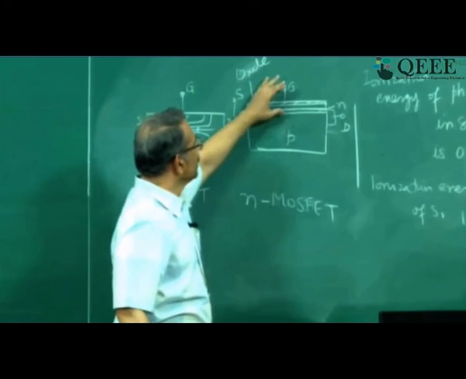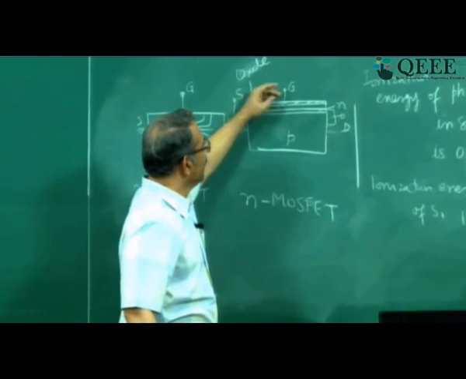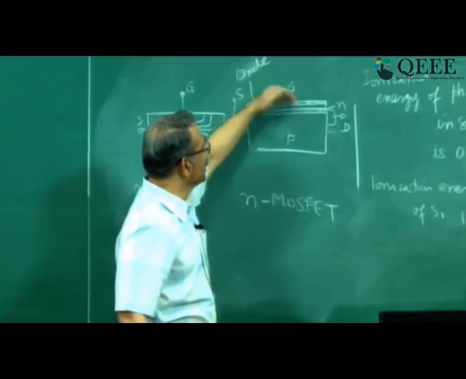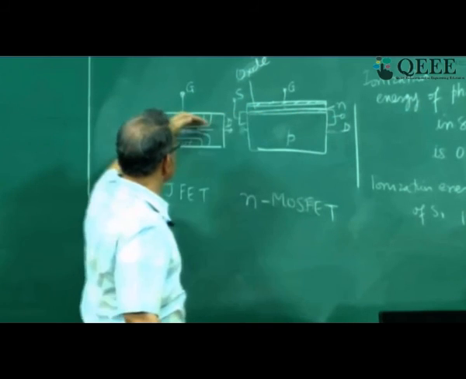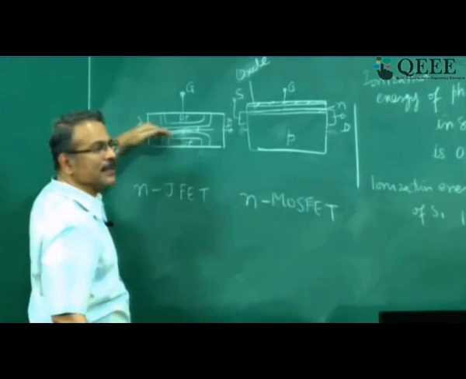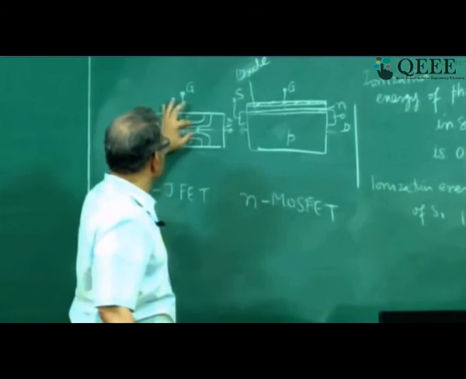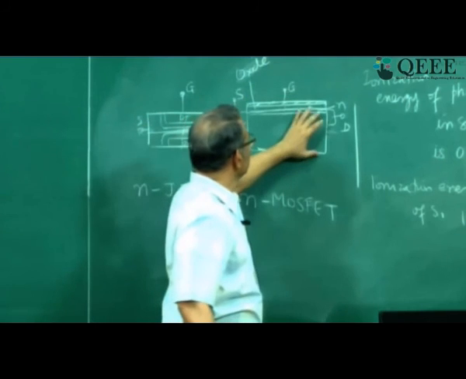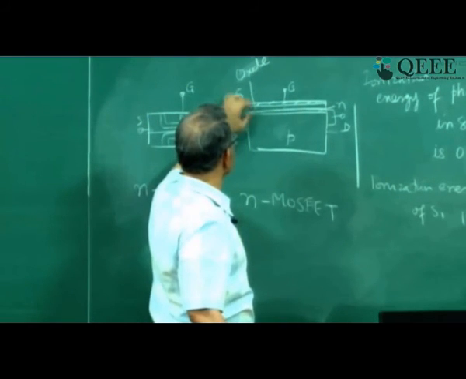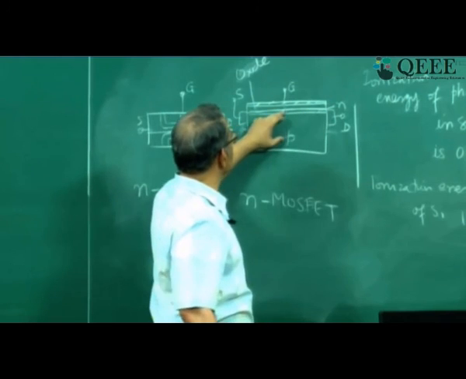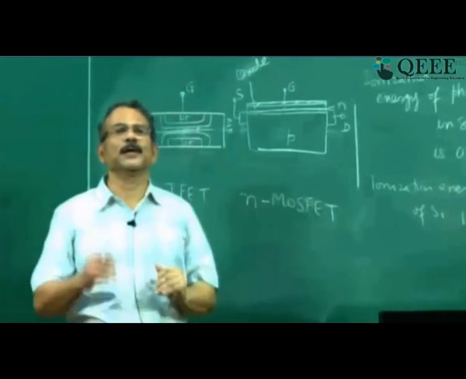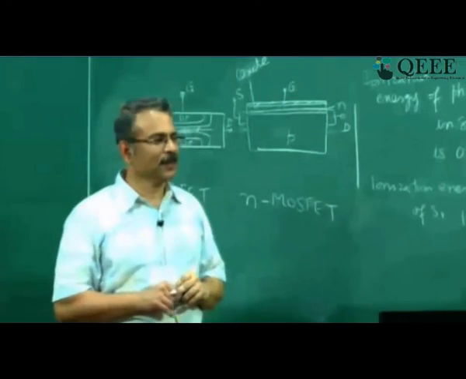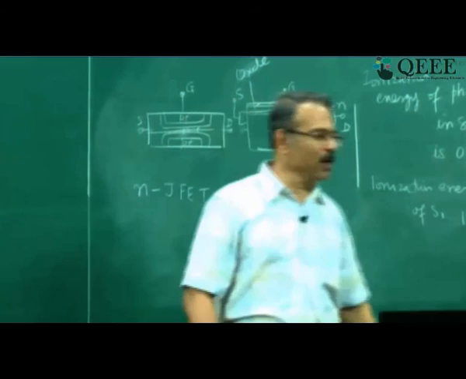One difference is that the controlling element is a metal oxide semiconductor unit that is controlling the current in this direction, whereas here the junction is controlling the current in this direction. Second, the current is flowing in the junction FET in the bulk of the silicon, whereas here this is the silicon below the insulator. So the current is flowing right at the interface of silicon and silicon dioxide. So in a MOSFET the current flow is at the interface, whereas in a junction FET it is in the bulk. Those are the two differences between junction FET and MOSFET.